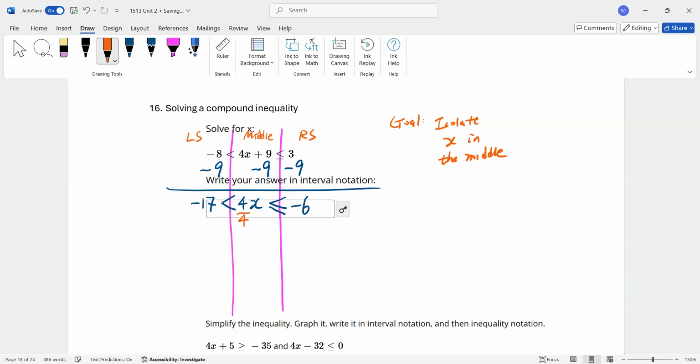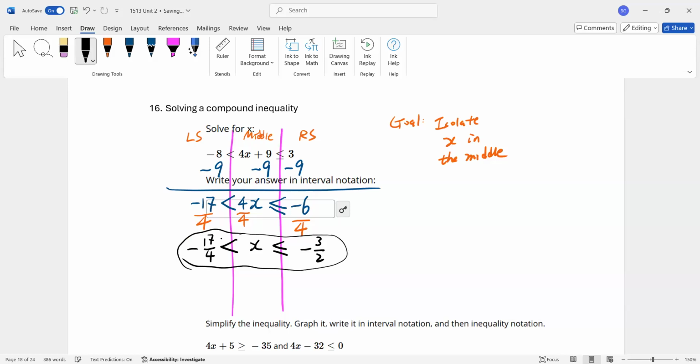And we cannot just do that in the middle. We have to do the same thing to all the 3 parts. So divide by 4 here, divide by 4 here, and bring down the inequality symbol. In the middle now we have x, because 4 over 4 is 1. On the right we have -6 over 4, that is -3 halves. On the left we have -17 over 4. And that's it. Once we have x isolated in the middle, we have the solutions.